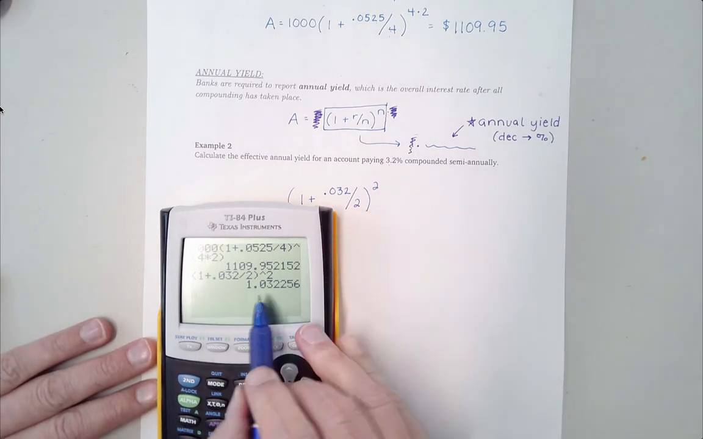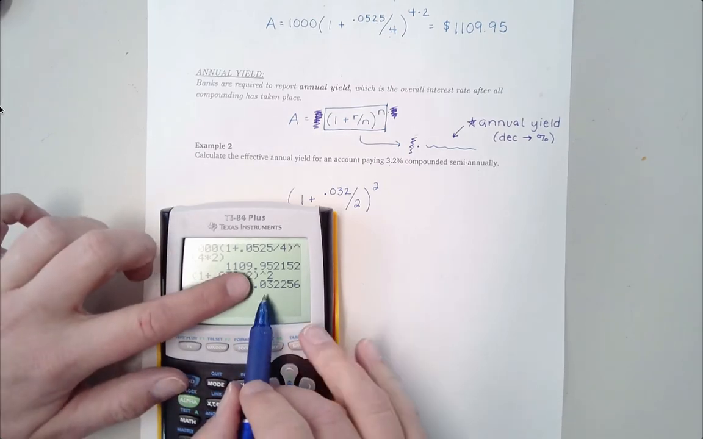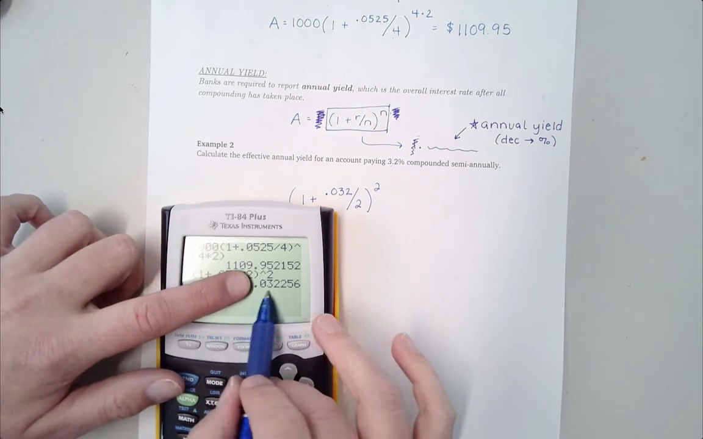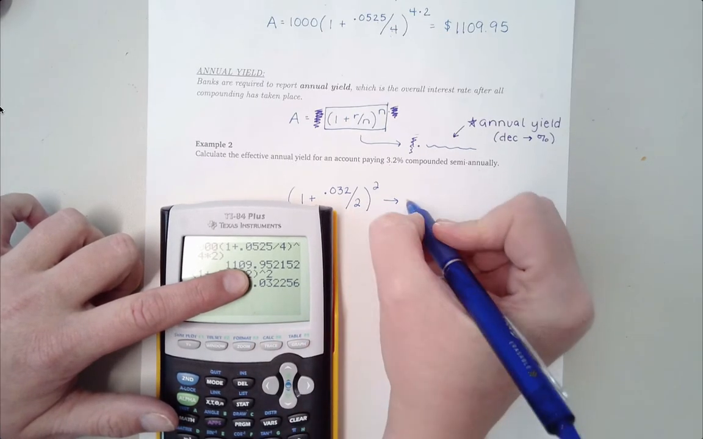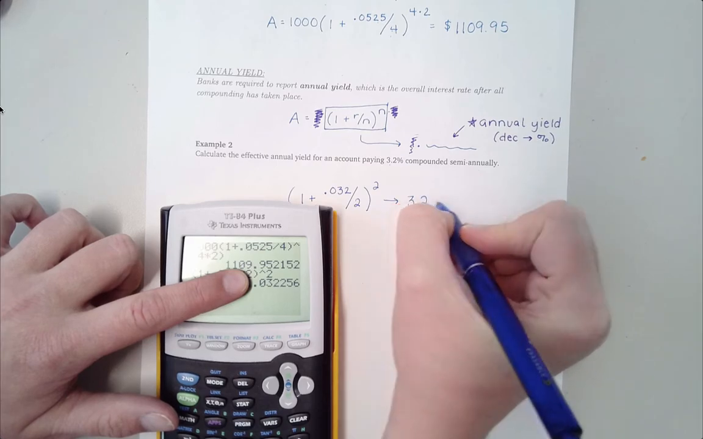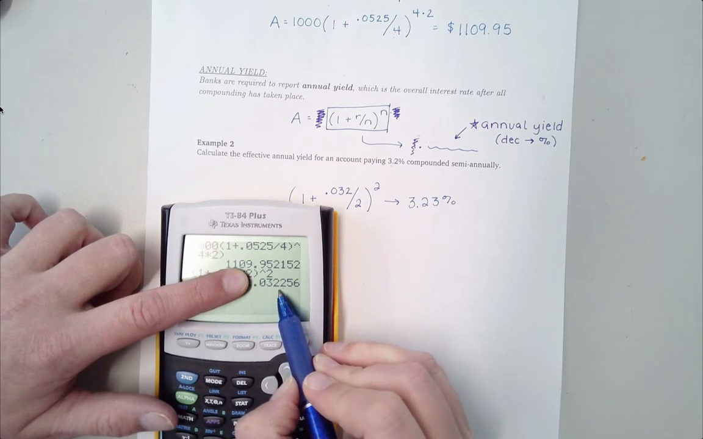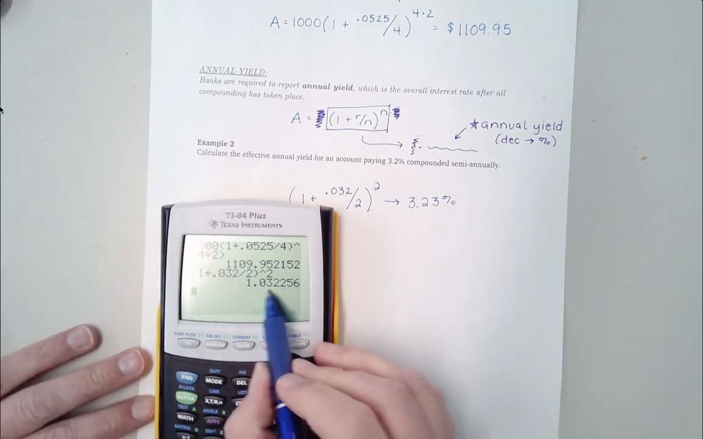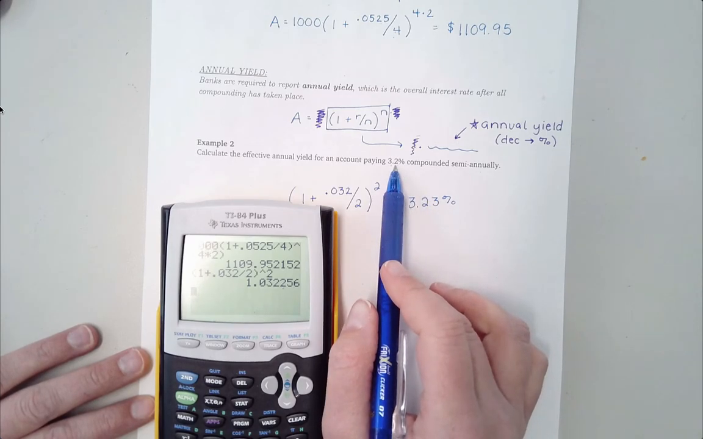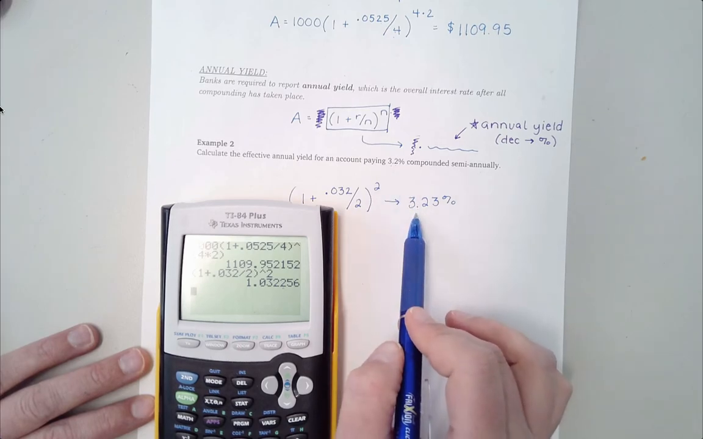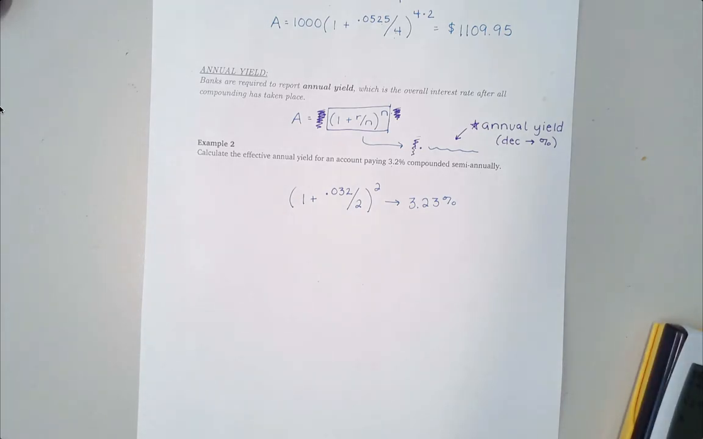And this gives me 1.032256. So again, I'm ignoring the 1, and then this thing I'm going to turn into a percentage. So I'm going to say this is, if I move that decimal 2 to the right, I get 3.23%. I just rounded this 2 up because of the 5. Okay, so this becomes 3.23%. If you look at it compared to the original interest rate, it is just slightly higher. 3.23 is a little bit higher than 3.2. That's the annual yield. Okay.